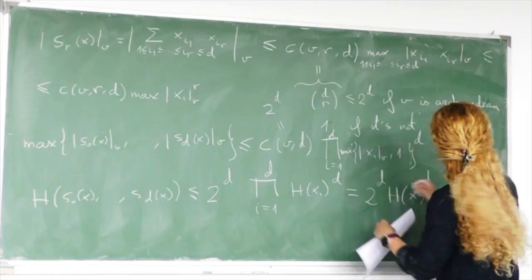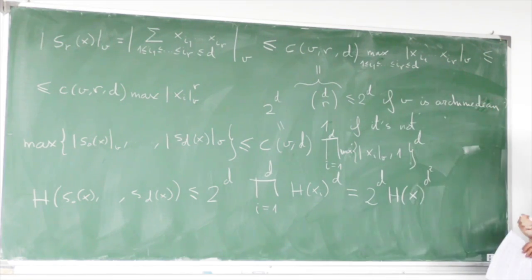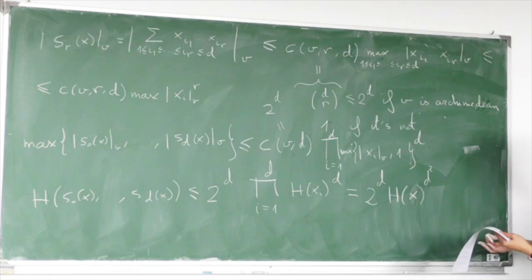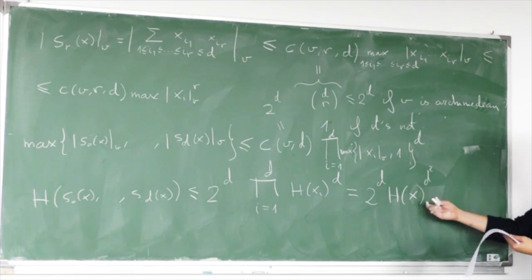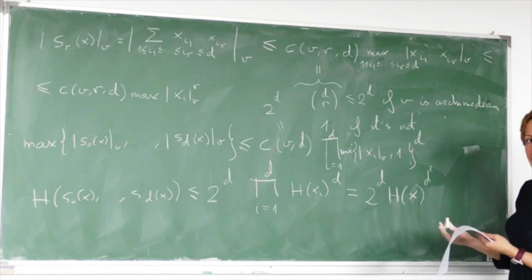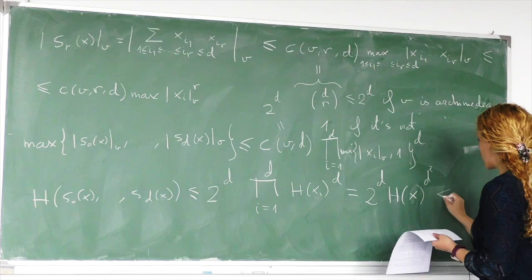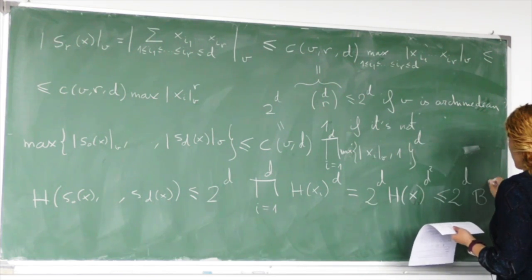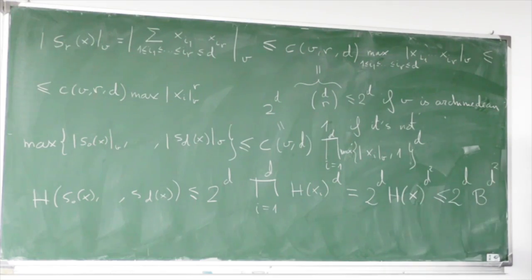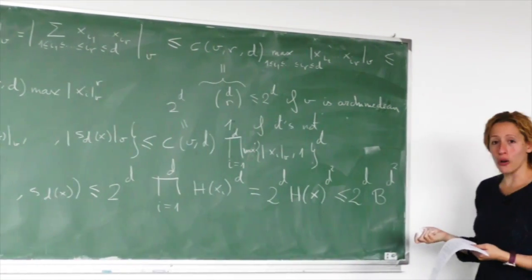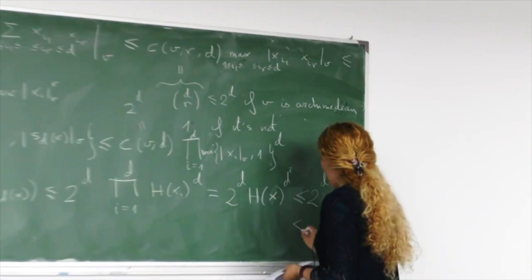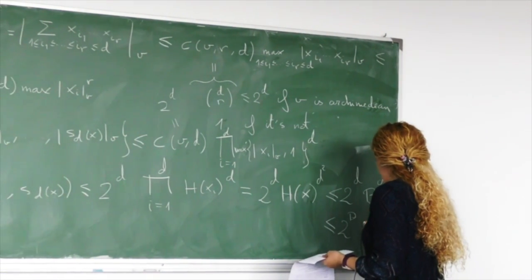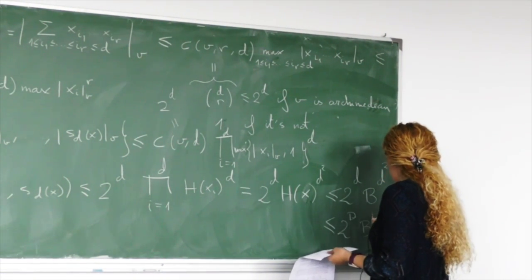D and another d, so d squared. Right? Okay. But now what is happening, because this height is bounded, right? We say that x was a point of bounded height. So this is smaller or equal than this. And d is also bounded, right? Because for us, 2 to the d was smaller than this.